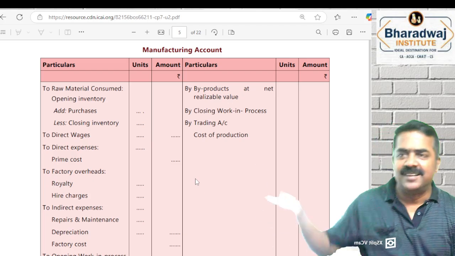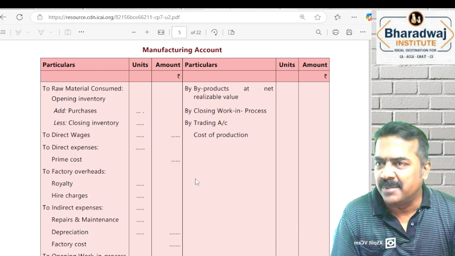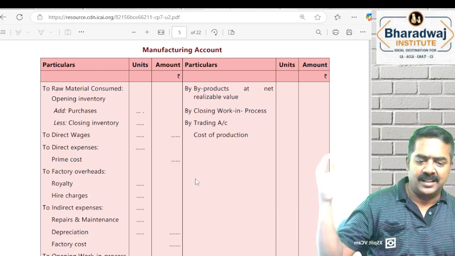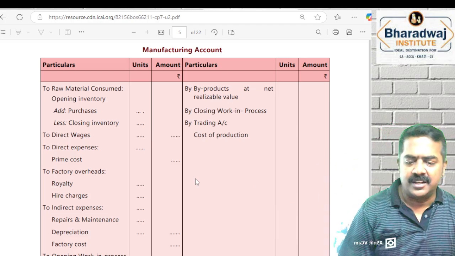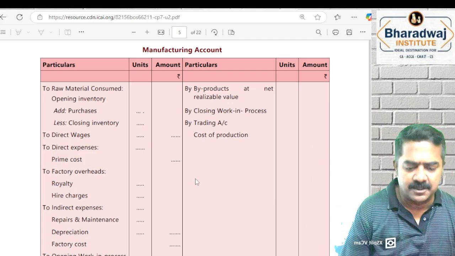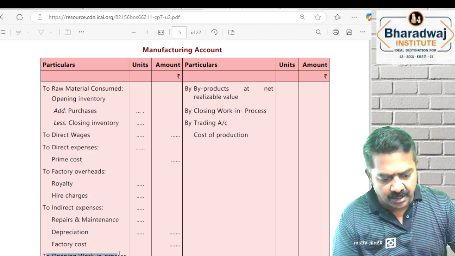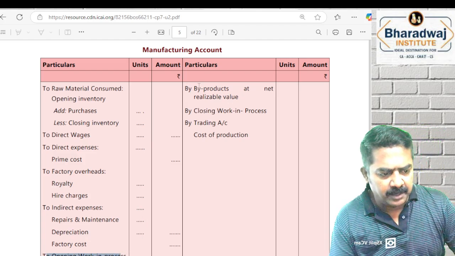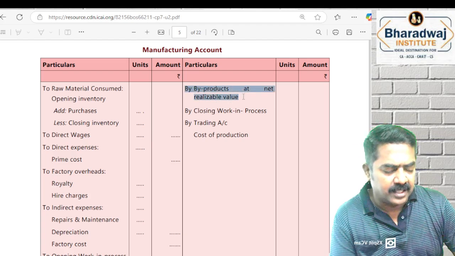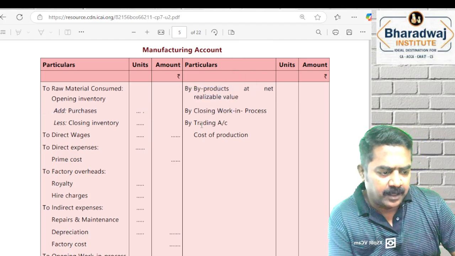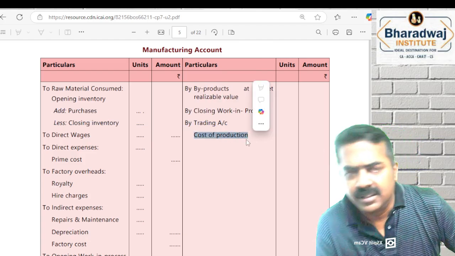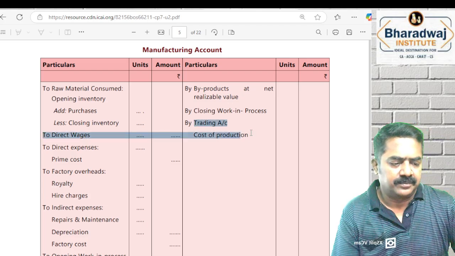It is very simple. Debit side, what do you record? Raw material consumed plus direct wages, direct expenses. Then you can charge all the other manufacturing expenses. Then opening WIP is also added. Then byproducts are valued at net realizable value. Closing WIP. Then the balancing figure is transferred to which account? Trading account. That is called cost of production.